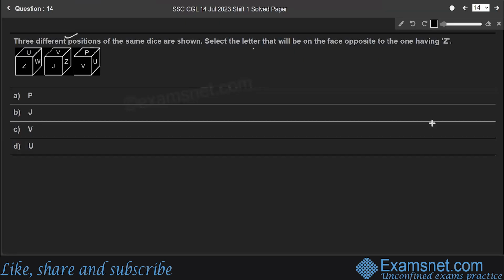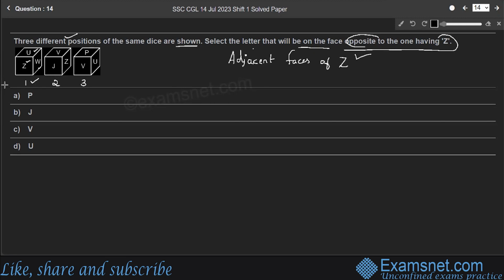Question 14. Three different positions of the same dice are shown. Select the letter that will be on the face opposite to the one having Z. So that means we need to find the opposite face of Z, right? So here three different positions have been given of the same dice. In the first position, the front face is Z, which has two adjacent faces U and W, the top and right faces, right? So here we need to find the opposite face of Z. Before going to the opposite face, let us consider the adjacent faces of Z.